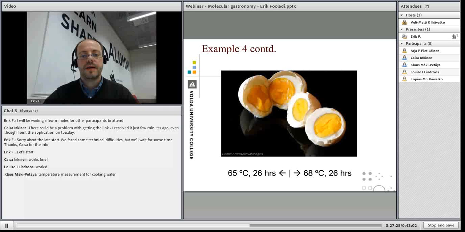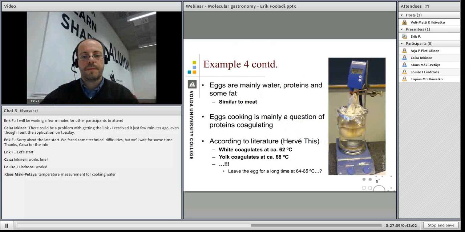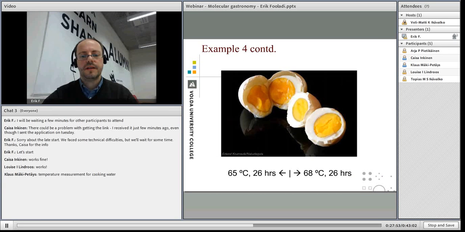But if you look closer at the different proteins, because it's not only one type of protein in the yolk and one type of protein in the white, there is actually a cocktail of different proteins, and what you see is that the white starts coagulating at 62, but the main protein in the white actually coagulates at up to 80 degrees or something like that. And the yolk actually coagulates more and more, also depending on time and not only temperature.